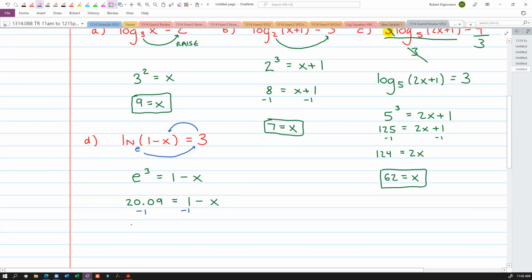That'll get you 19.09 equals negative X because it still has the negative X there. And then at this point, you can either say divide both sides by -1 or multiply both sides by -1. However you want to look at it, it has the same effect. It turns the left side into negative, and it turns the right side into positive X, which is what we're solving for. So our answer is negative 19.09.